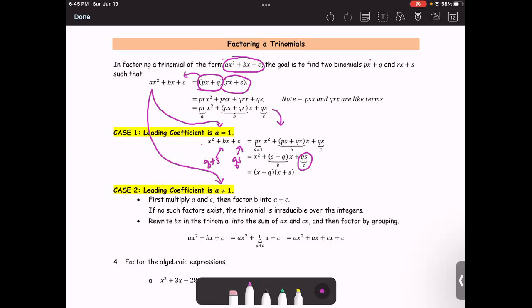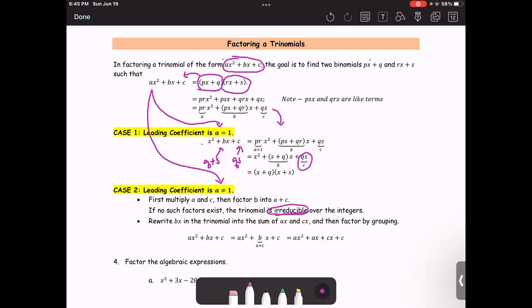For case 2, the leading coefficient a is not 1. First, we multiply a and c together and then factor b into a sum of those factors. If no such factors exist, the trinomial is irreducible. If it is irreducible, we also call it prime.